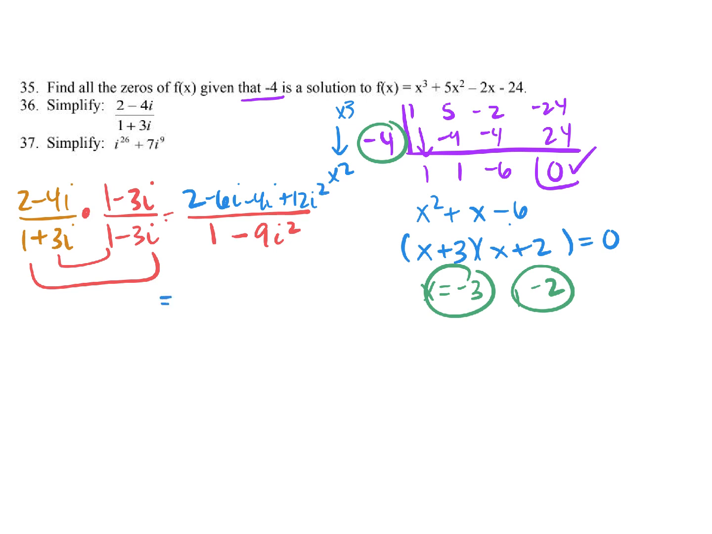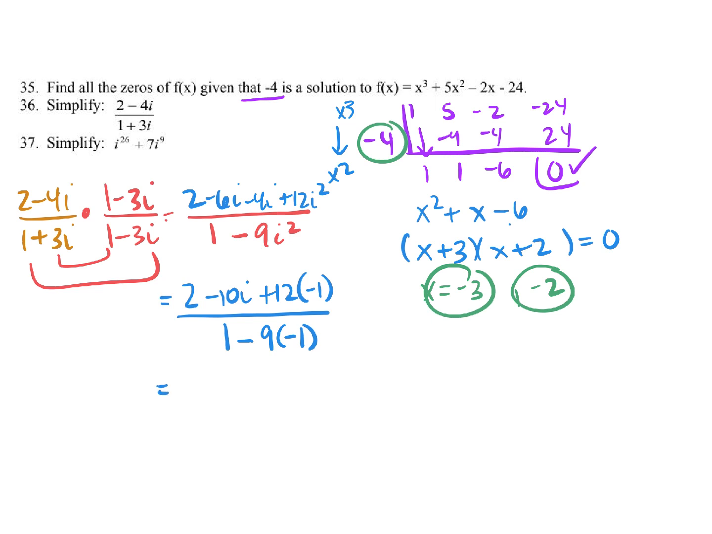Okay, now we're going to simplify. So we get 2 minus 10i, 12i squared is equivalent to negative 1. So that becomes a multiplication. In the bottom, 1 minus 9i squared is equivalent to negative 1.